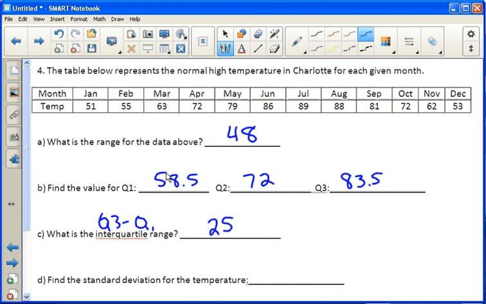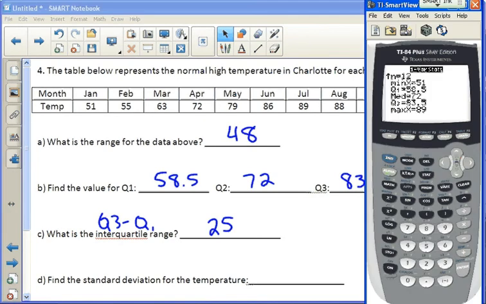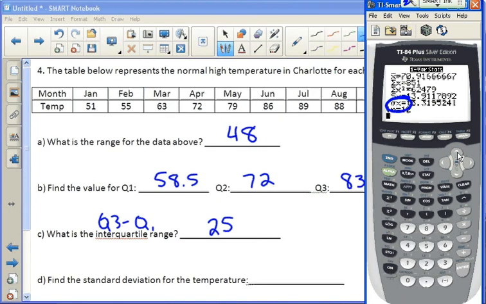Finally, it asks for the standard deviation. The standard deviation is this right here. So we get 13.32.